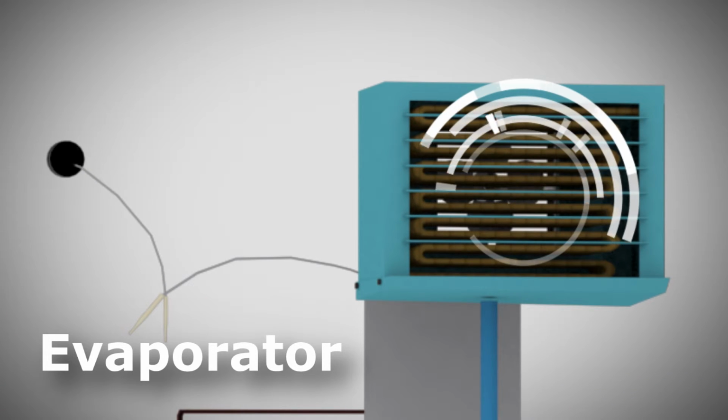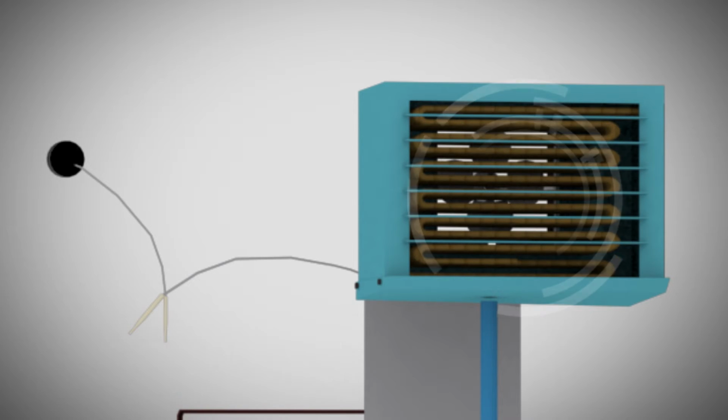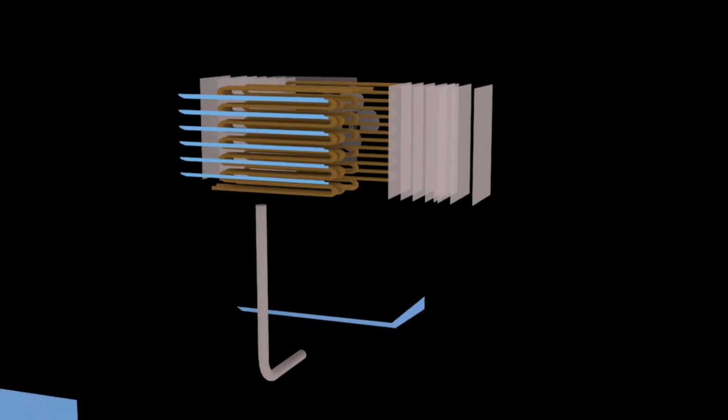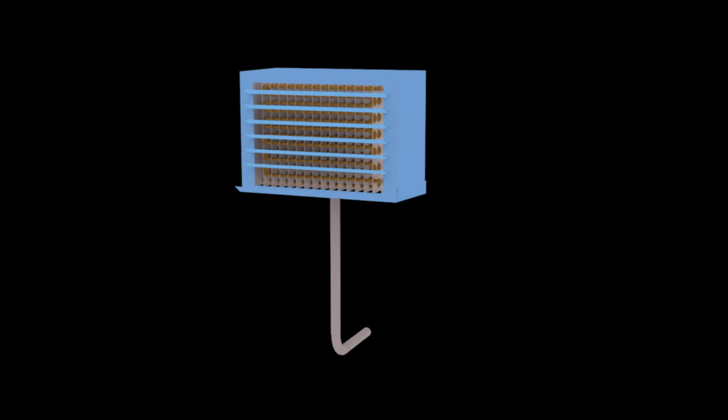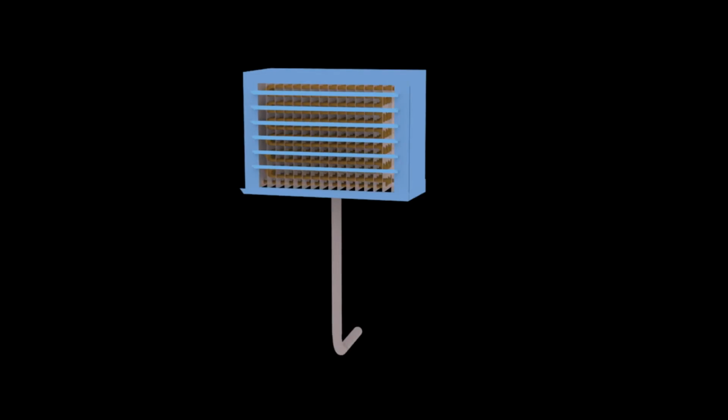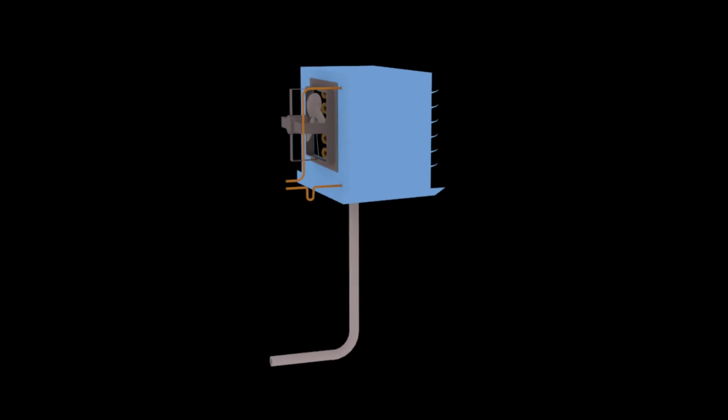Evaporator. Evaporator is used to exchange the heat between the refrigerant and the air inside the refrigerator. Since the temperature of the refrigerant is lower than the air in space, the refrigerant will receive the latent heat. The latent heat received will make the refrigerant to boil and evaporates, while the air inside the refrigerator will become cooler.